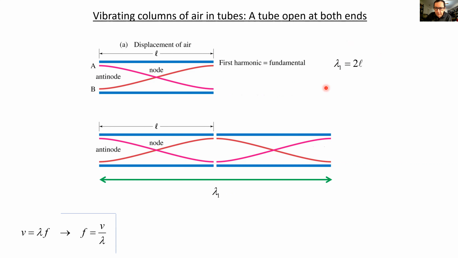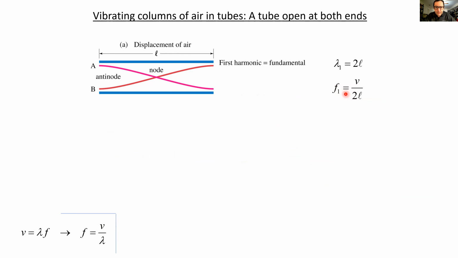Okay, so we know this wavelength now. Let's remember this relationship, that the speed of a wave equals the wavelength times the frequency. If we solve that for the frequency, we have the frequency equals the speed of the wave divided by the wavelength. In this case, the v represents the speed of sound in the air, and we can write down the frequency by plugging in this wavelength. So the fundamental frequency is the speed of sound divided by twice the length of the pipe. Okay? So we'll hold on to that result.